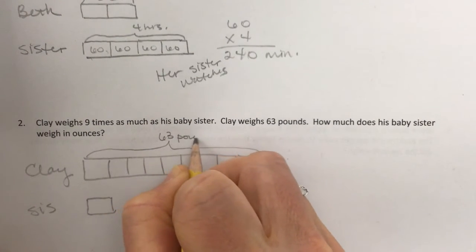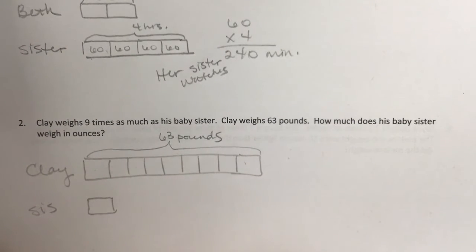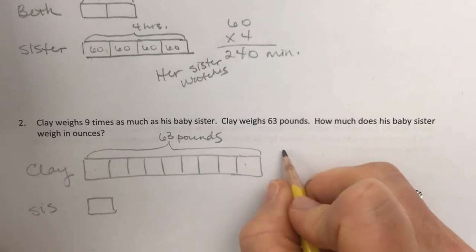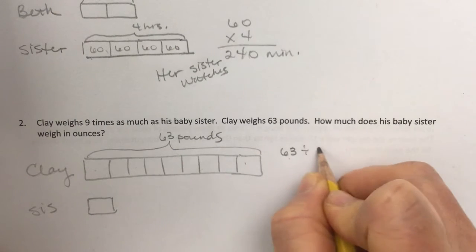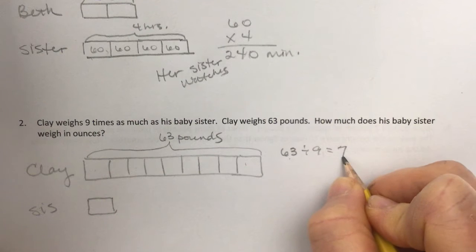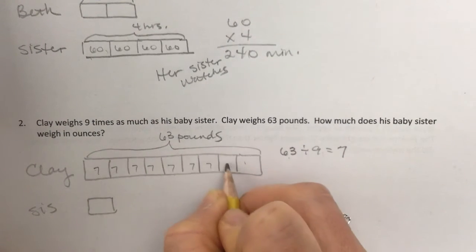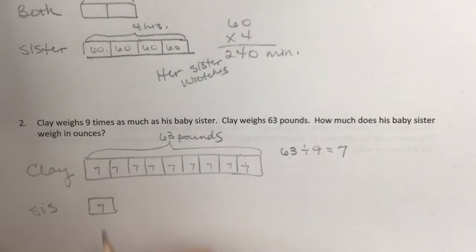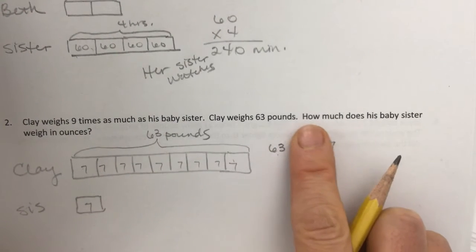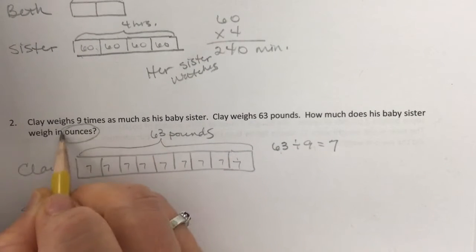63 pounds. Well, just as a side note, what goes in every box? We had 9 boxes, so 63 divided by 9 is... Addison got it, yes, 7. So 7 goes in every box. So his sister weighs 7 pounds. Okay, well, let's see what the question is. How much does his baby sister weigh in ounces?